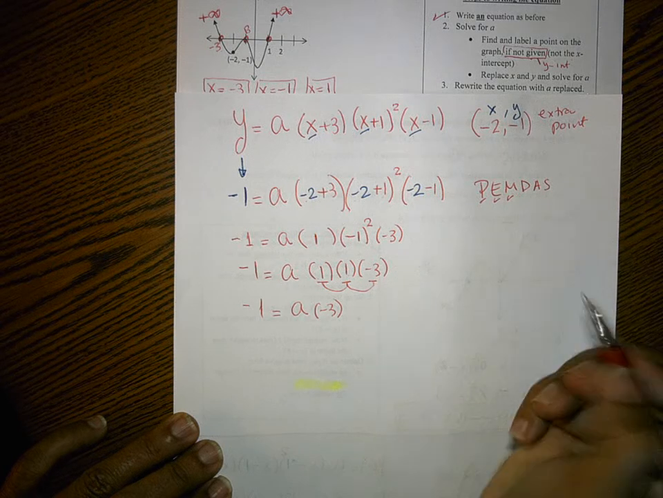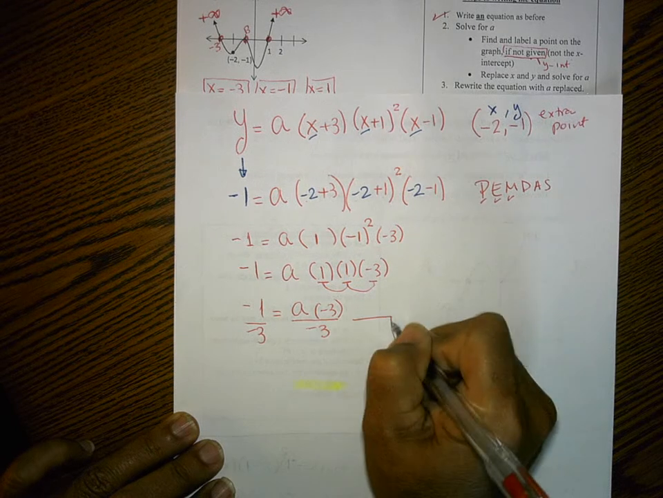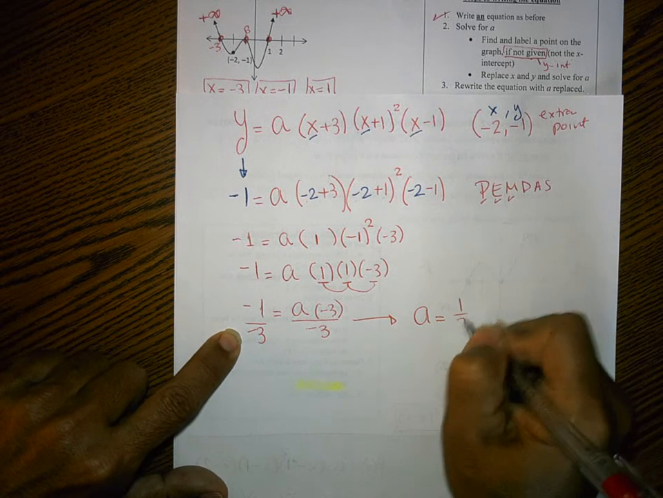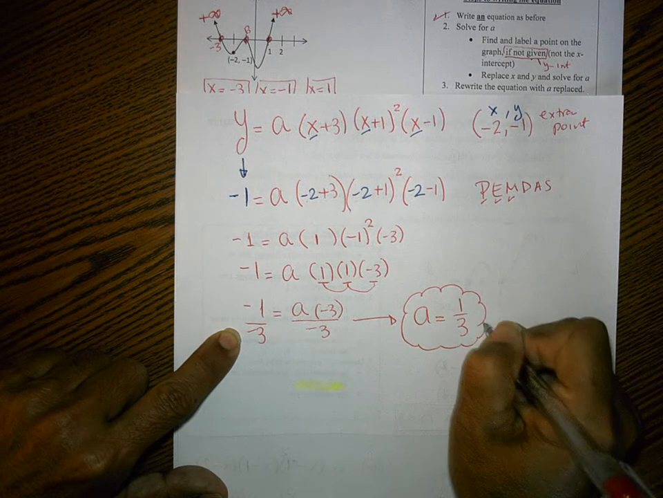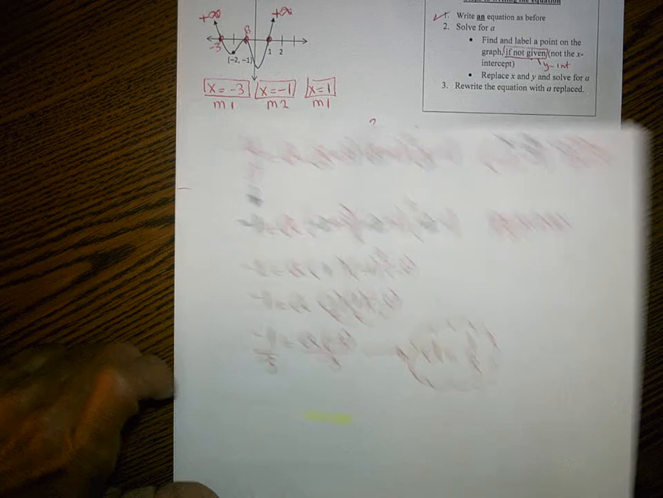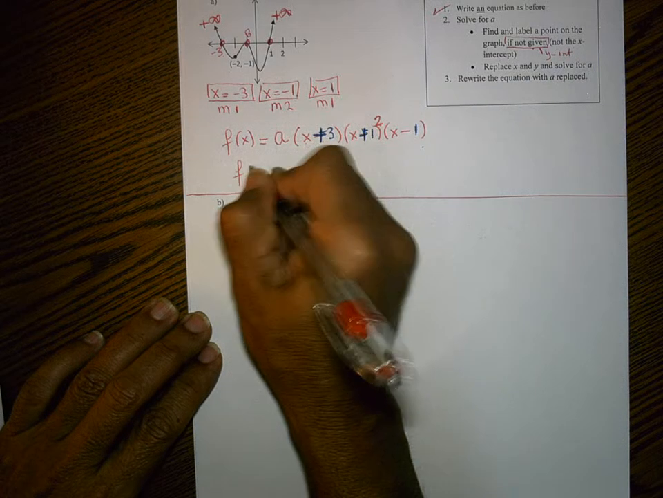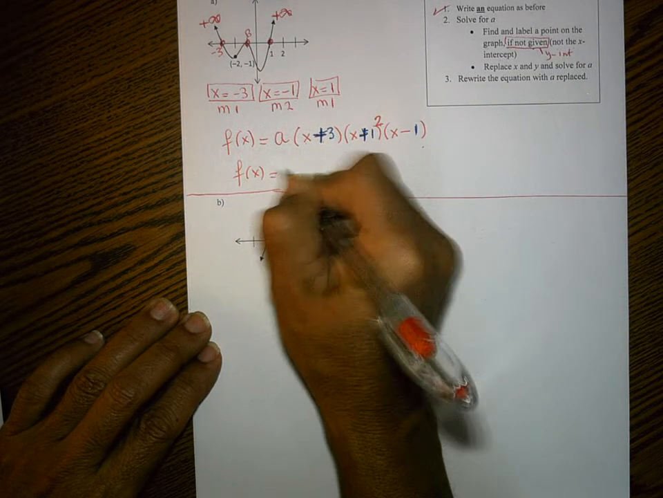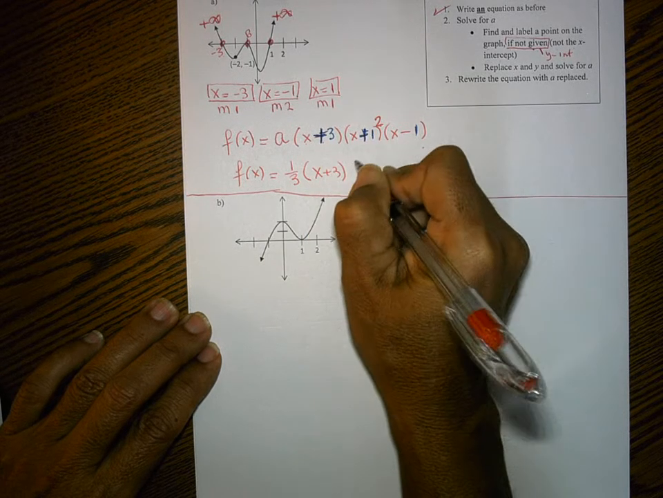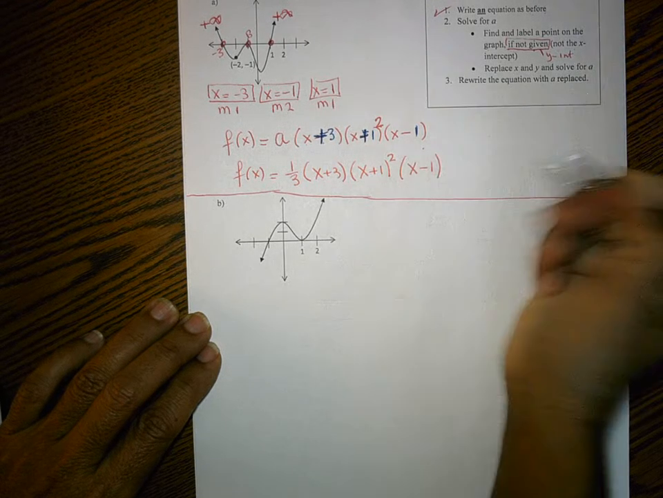Now we divide both sides by -3, and we get the answer. A equals, a negative divided by a negative becomes 1/3. Lots of extra work to find that a value of 1/3. Okay? So now that I know what a is, I can come over here and write my equation. F of x equals +1/3 times the quantity x plus 3 times the quantity x plus 1 squared times the quantity x minus 1. And that is our final answer.